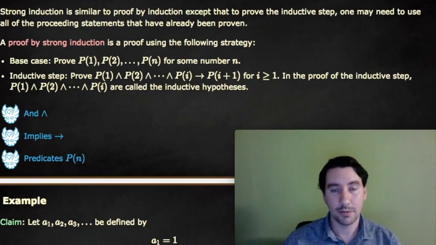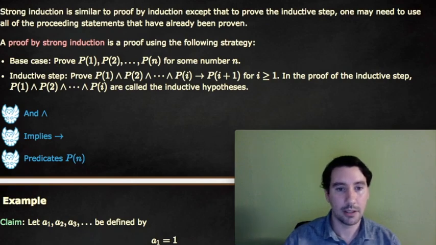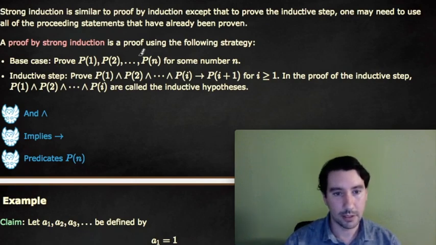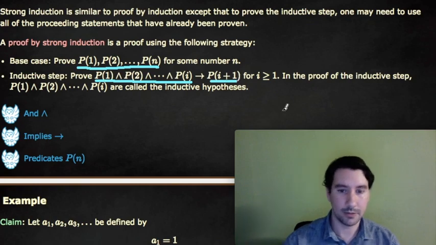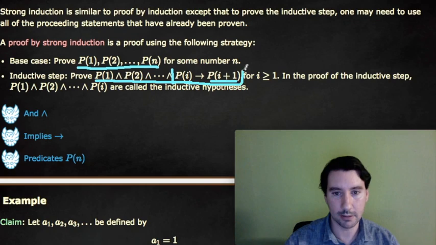Strong induction is similar to induction, except that you might use more than one of the previously proved statements in the inductive step. So, for example, in the base case, you're going to prove statements P1, P2 up to Pn for some number n, and then in the inductive step, to prove Pi plus 1, you're going to use P1 and P2 and P3 up to Pi to then prove Pi plus 1. Whereas in induction, you only used the last statement that you proved, Pi, to prove Pi plus 1.